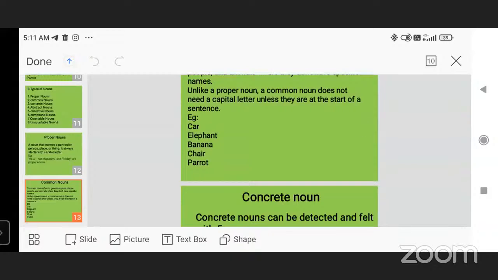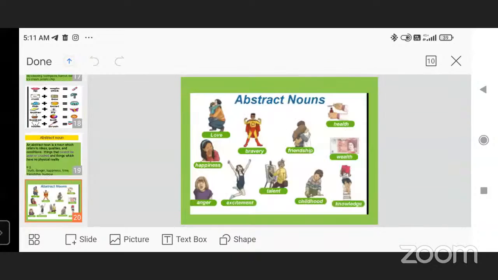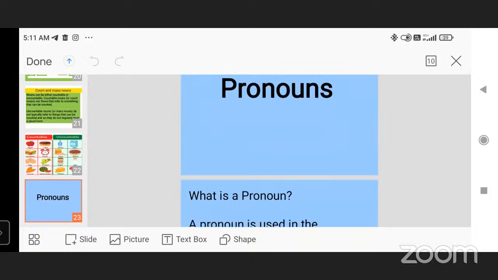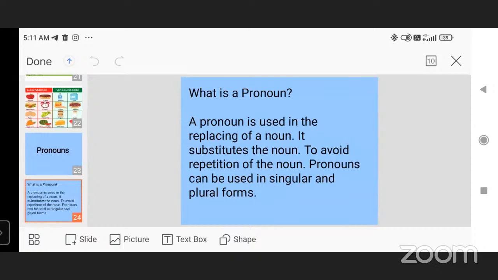I think we all know this concept, so I need not recall it again. We'll go to the next topic, pronoun. Among the 8 parts of speech, the first is noun and the next is pronoun. Let me give you a small introduction. A pronoun is used in place of a noun. It substitutes a noun to avoid repetition of the noun. Pronouns can be used in singular or plural form. So instead of using a noun, we can use pronouns.